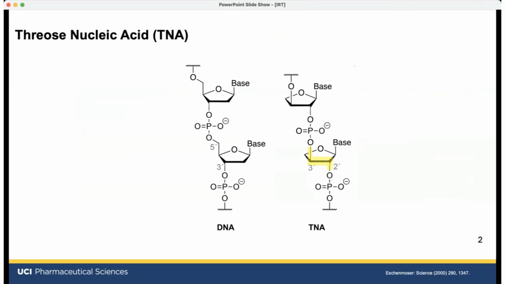The XNA analog that we are interested in studying is threose nucleic acid, or TNA, an analog that has a 4-atom sugar instead of a 5-atom sugar, seen in DNA. TNA has many interesting properties that make it a promising candidate for therapeutic and diagnostic applications. Using an engineered polymerase, we want to investigate the structural determinants of TNA replication. For example, how can we engineer a polymerase for TNA PCR?